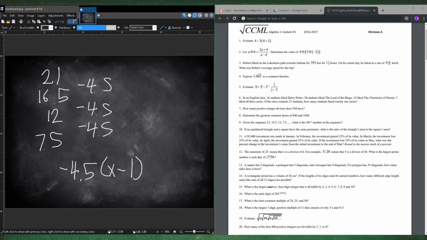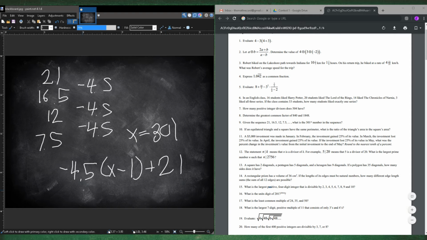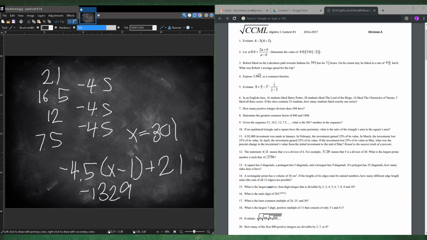minus 1, plus 21, because that's the first number. The first number is 21, the second number is 16.5, and this equation would get that number. So finding the 301st number, you plug in x equal to 301. Use your calculator: 301 minus 1 is 300. 300 times negative 4.5, and then add 21, you get negative 1329, which is the answer. It's just a simple arithmetic progression question.